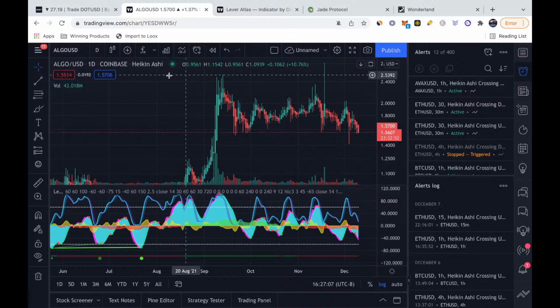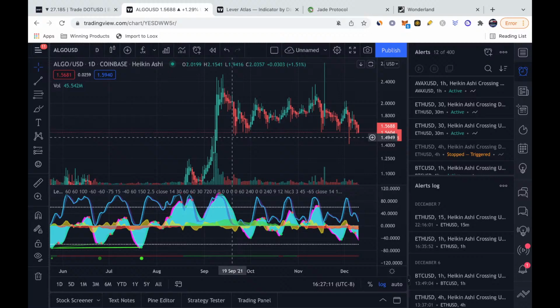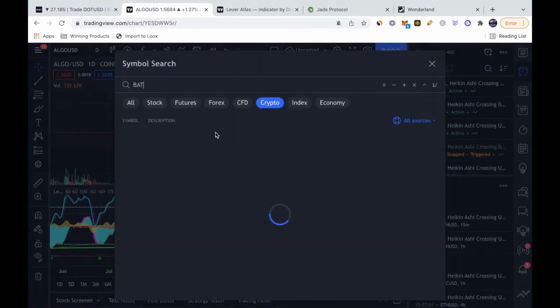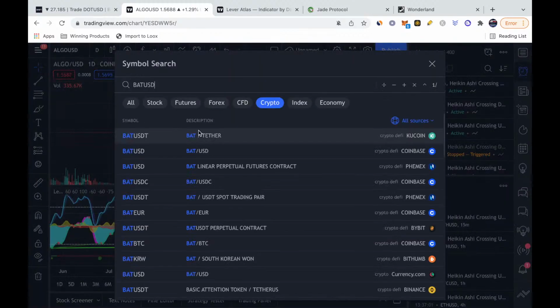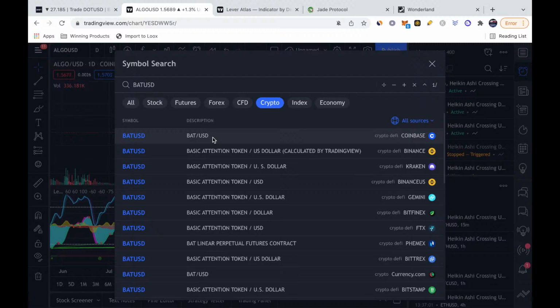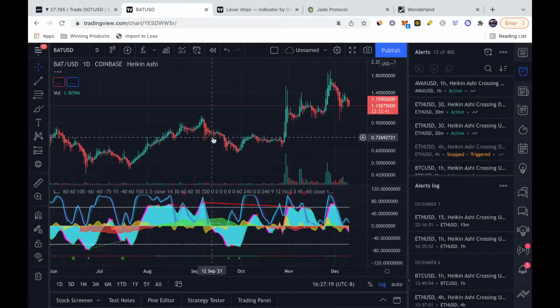What else are we going to look at? Let's look at another one. Basic Attention Token. Basic Attention Token is one that's actually been around for a while. I think that's one that can actually persist. Are they still with the Brave browser, or did the Brave browser change its currency? I haven't used the Brave browser in quite a while, which is ridiculous. I've got to get back to using the Brave browser.